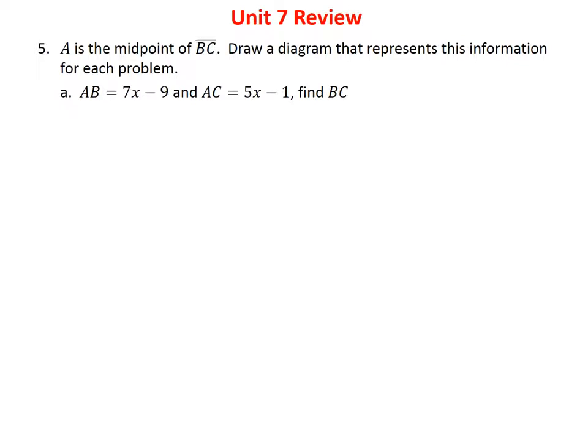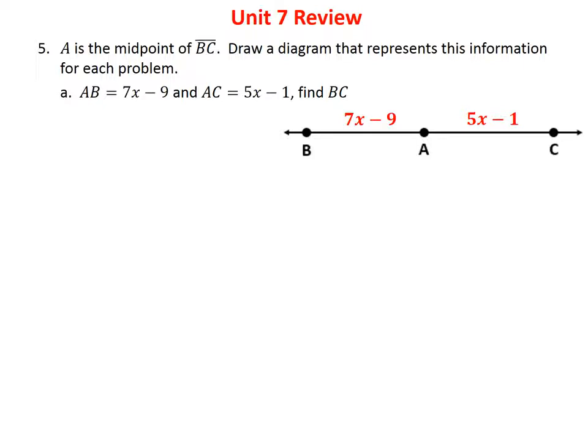Problem 5 is a midpoint problem. It says that A is the midpoint of BC. So let's just draw that. Here's our segment BC, and A is in the middle. That means AB and AC are exactly the same length. So let's just mark what we know here. AB is 7x minus 9, and 5x minus 1 is the measure of AC.